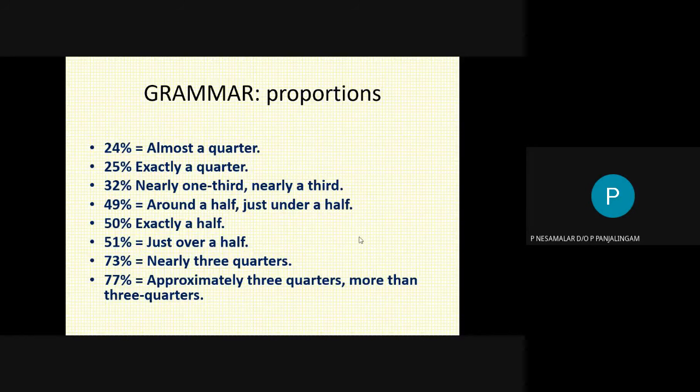3/4 would be 75%, and you could say nearly 3/4. Notice that for quarters, because it's three more than one, you need to use the plural form. There are other numbers, of course, like 10%, you could say 1/10, 20% is 1/5, 40% would be 2/5, fifths.